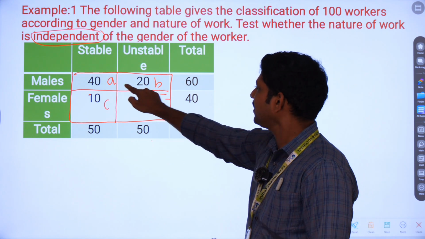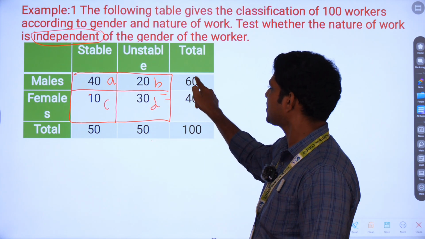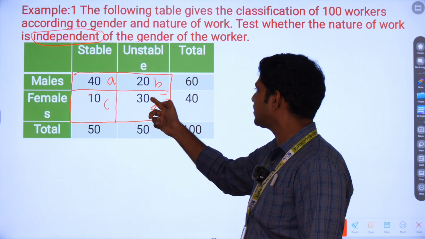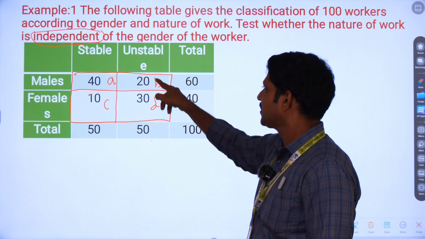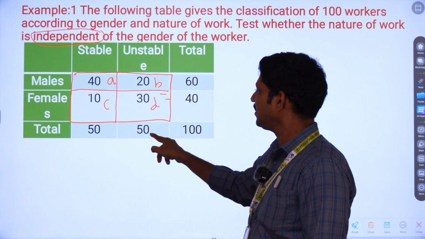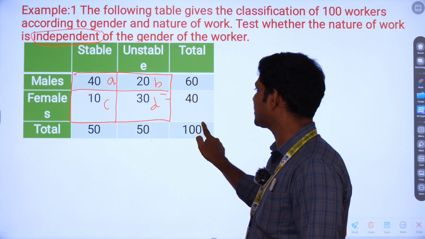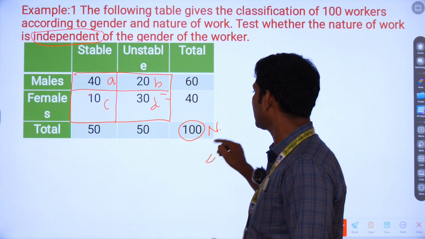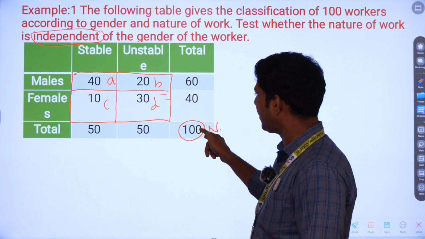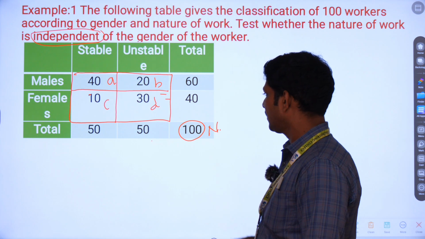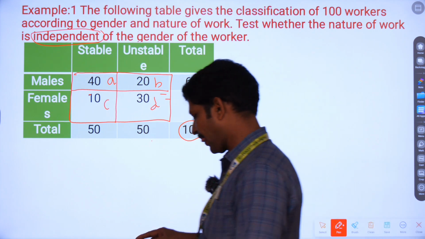Clearly, row wise, A plus B, the row total is 40 plus 20, which is 60. The second row total is 10 plus 30, which is equal to 40. The column total is 40 plus 10, which is equal to 50. Another column is 20 plus 30, which becomes 50. Finally, how do we tally this? The total frequency, n value. When you compare the row wise and the column wise totals, they need to satisfy the total frequency.